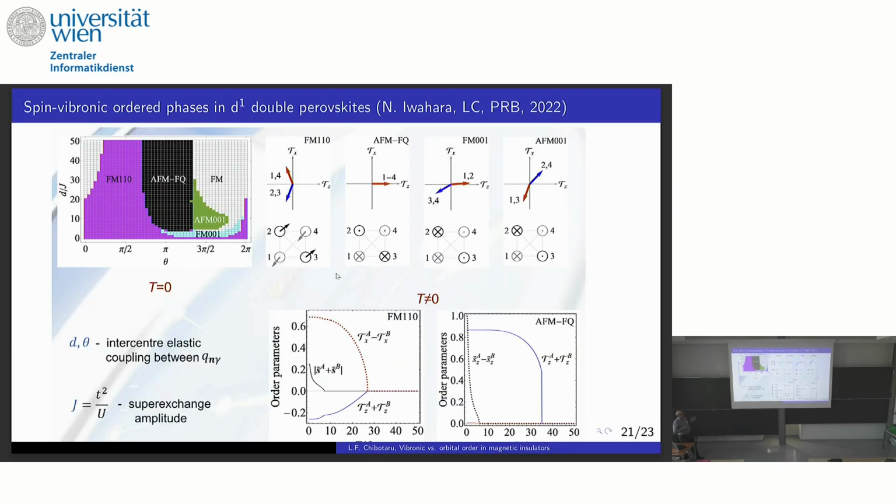Then this is a calculation of the phase diagram. In different regions of the diagram you have spin ordering, and you have ordering of these vibronic quadrupoles. I will not concentrate on this. Now I will talk about the conclusions.